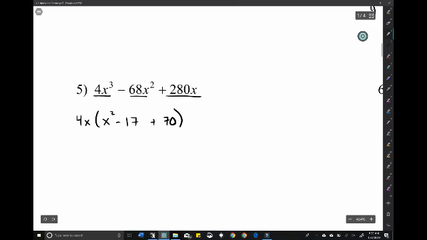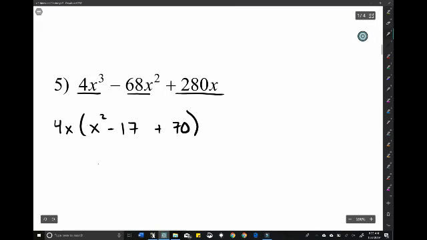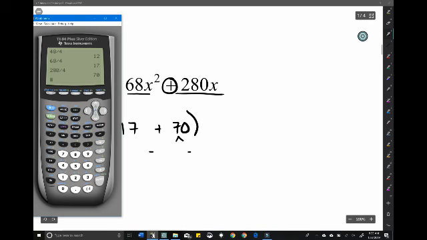Factors of 70 that add to negative 17. Now notice, sorry, this is positive and that's negative, okay? The only way to make that happen is both of these factors are going to have to be negative, because a negative times a negative is a positive, okay? Now, I don't know the factors of 70 that add to 17, so let's type in 70 divided by x, go to the table, think about which of these might add to 17.